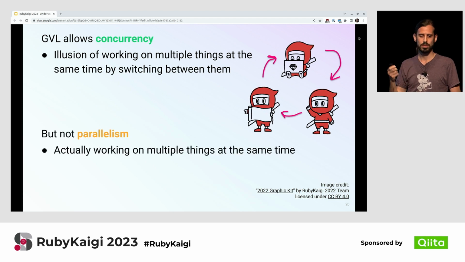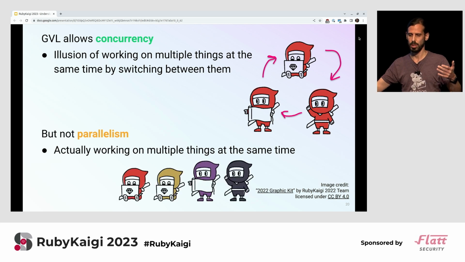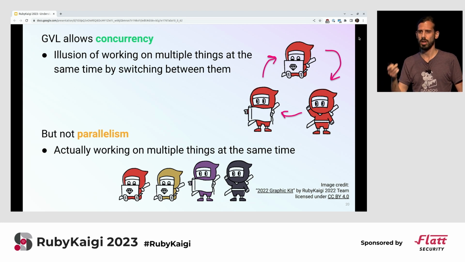This is in contrast with parallelism, which is when you actually work on multiple things at the same time, which is when you have multiple ninjas, and then you can be working on multiple things at the same time. So this is the difference: the GVL allows concurrency, but not parallelism.